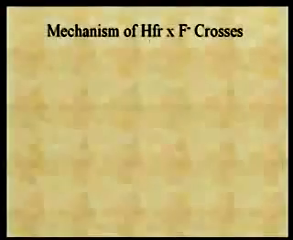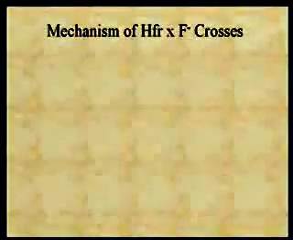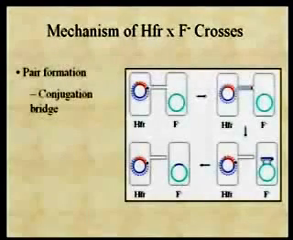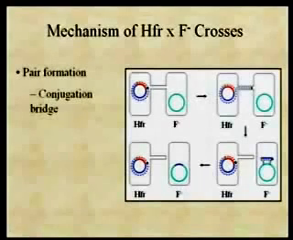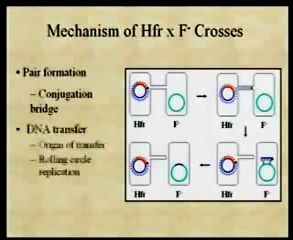All right, so let's look at the second type of conjugation, HFR by F- conjugation. All right, in this type of conjugation, again, the first step is the formation of this conjugation bridge, mediated by that F pilus. And again, you get DNA transfer by this rolling circle type replication process.